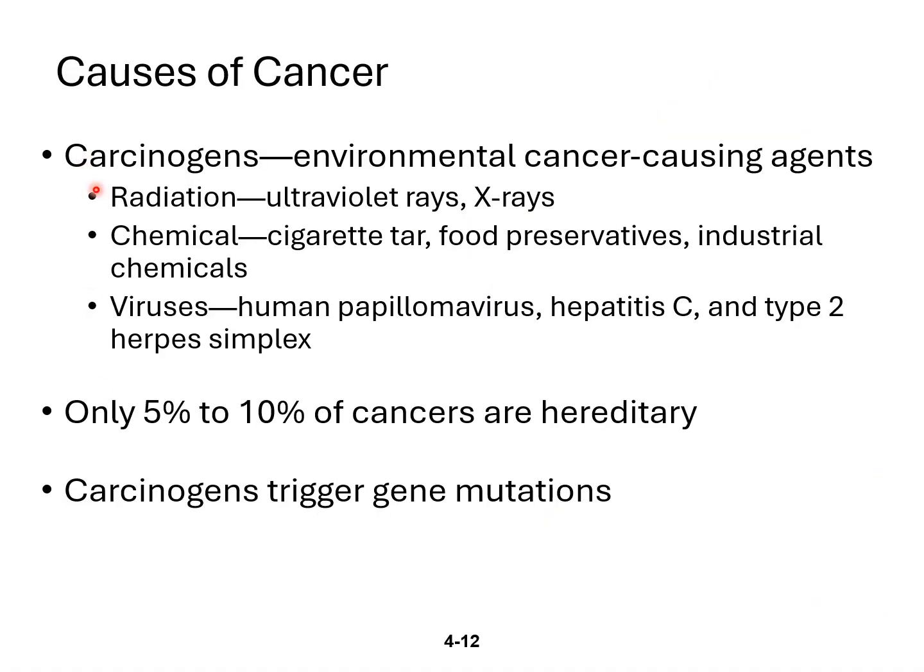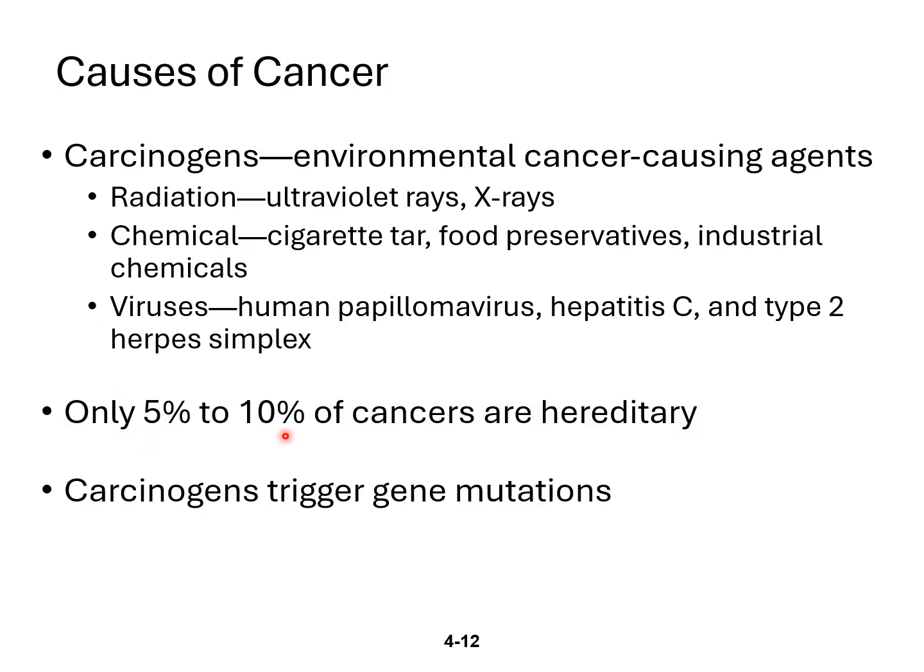And what causes cancer? There's not a lot of things on here, and I didn't include them because pretty much everything can cause cancer. And those are all called carcinogens. Radiation, you probably know, being out in the sunlight is bad for you. Chemicals, a cigarette, food preservatives, industrial chemicals, even household chemicals can cause cancer. Certain types of viruses like the human papillomavirus, HPV, hepatitis C, and type 2 herpes simplex can cause cancers. But there's so many different things that, if you think about it, anything in large excess can cause cancer.